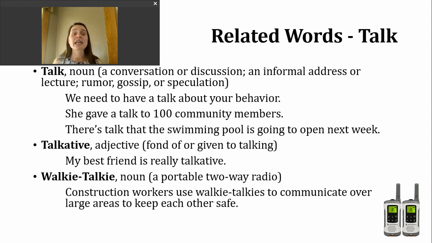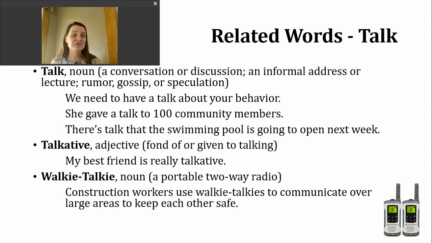Another related word is talkative. It's an adjective that means fond of or given to talking. Another way to think of this, somebody who talks a great deal. Here's an example sentence. My best friend is really talkative.